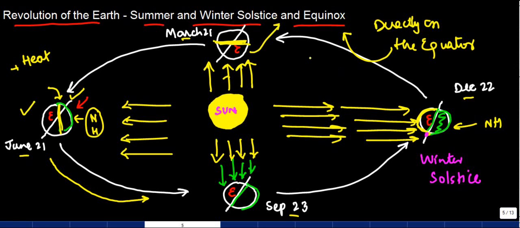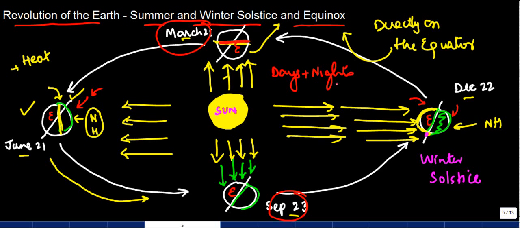And can you tell me what will happen in this case insofar as day and night are concerned? So we knew that the days are longer in the northern hemisphere here, and days are longer in the southern hemisphere over here. In these two situations, which are September 23 and March 21, days and nights are almost equal across the earth. So it's not that they are more in the northern hemisphere and less in the southern hemisphere, or vice versa. It's almost equal on the entire earth, right? I hope you would have understood this.